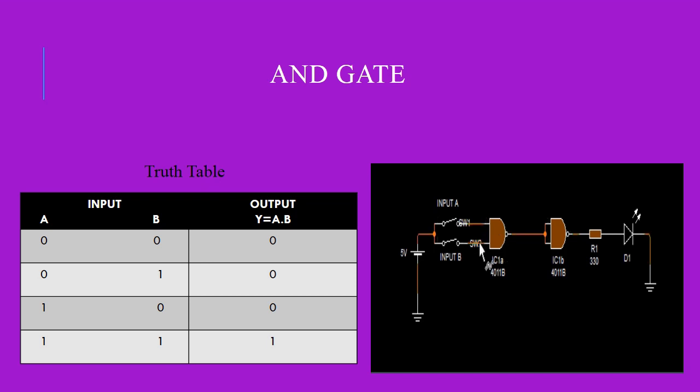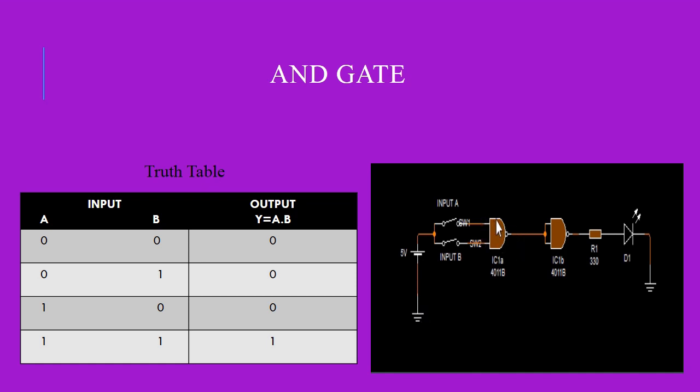First, we will see the first chip diagram. So this is pin number 1, this is pin number 2, which is connected with switch 1 and switch 2. Switch 1 acts as input A, switch 2 acts as input B. Inputs A and B are connected with the positive potential of the 5-volt power supply, and the negative potential of the 5-volt DC power supply is connected with the ground.